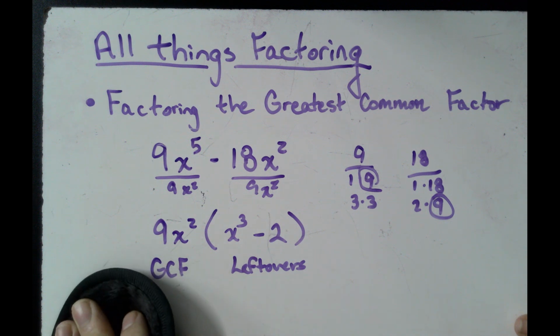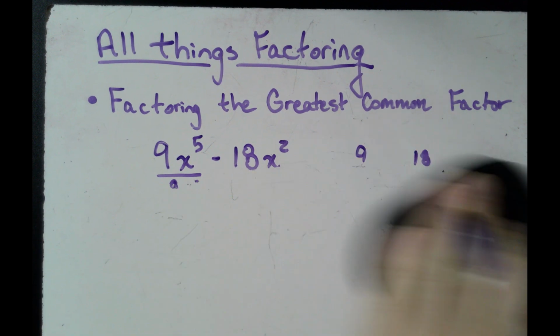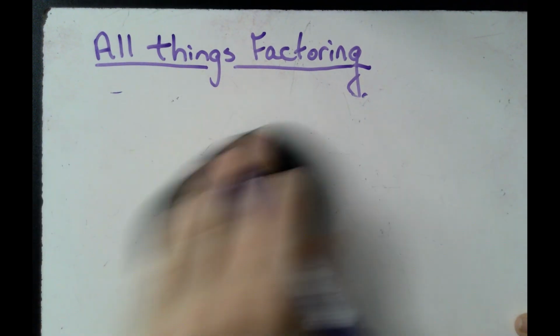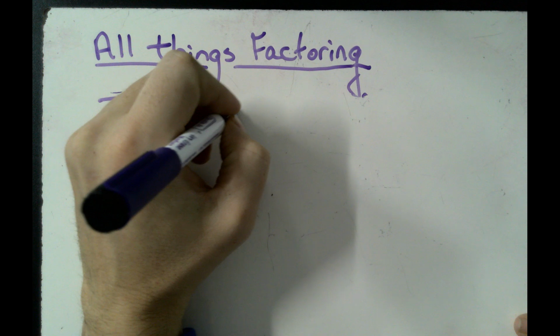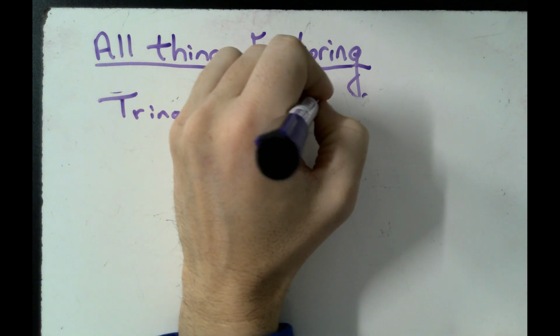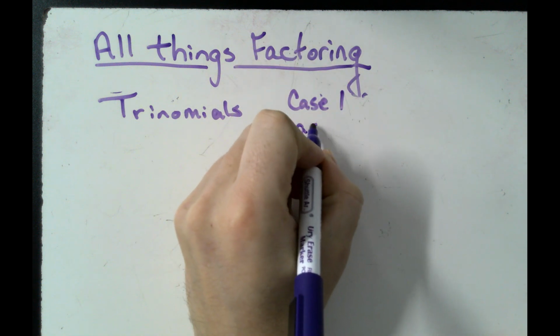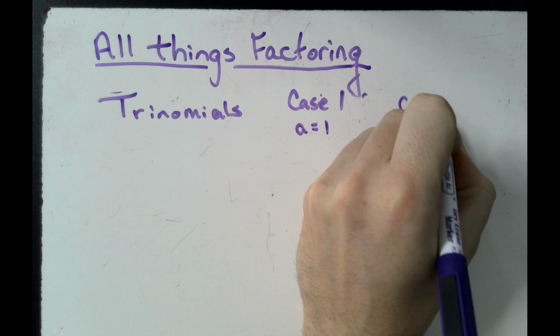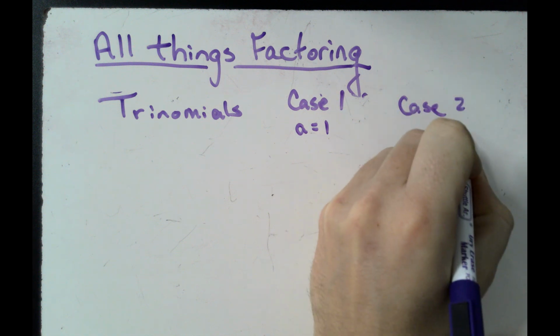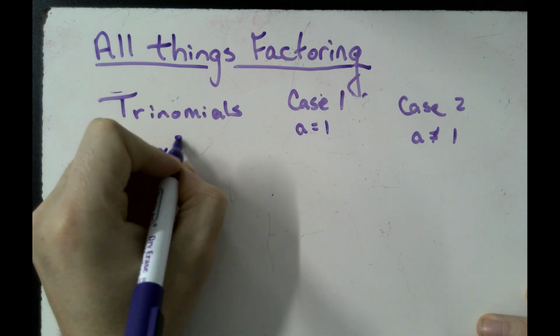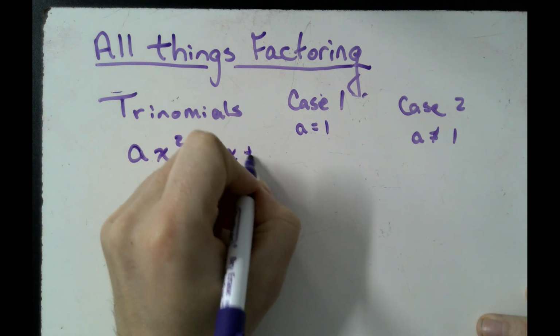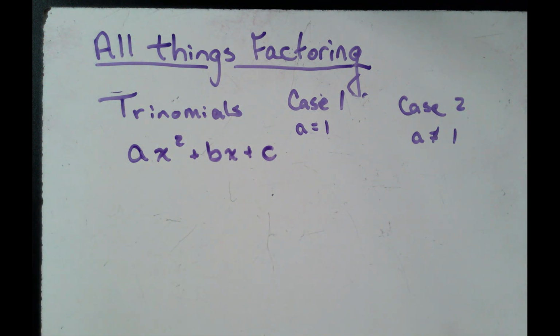All right. Let's take a look at an example dealing with factoring trinomials. Now, there are two cases in trinomials. There's a case 1 where a equals 1, and a case 2 where a does not equal 1. So anything other than that. And when I refer to a, we're talking about a general form of a quadratic, ax squared plus bx plus c.